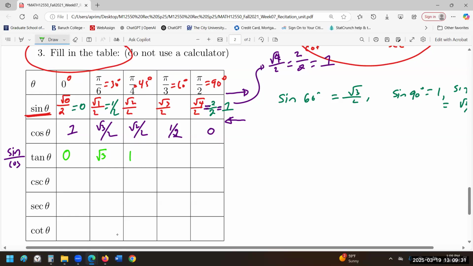Sorry, let me check my work. We have 1/2, we are dividing by root 3 over 2. So it's 1 over root 3, not only root 3. And we have root 3 over 2 divided by 1/2. So the 2s cancel out. This is root 3. For the last one, we have 1 over 0, but we don't know how to divide by 0. So the last one becomes undefined. It doesn't exist.